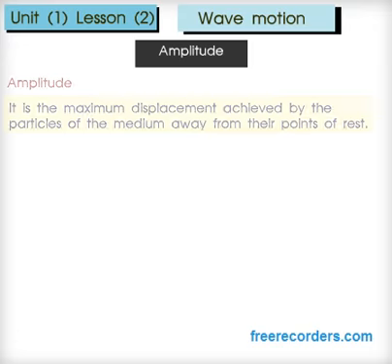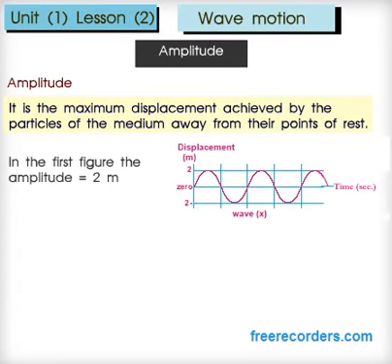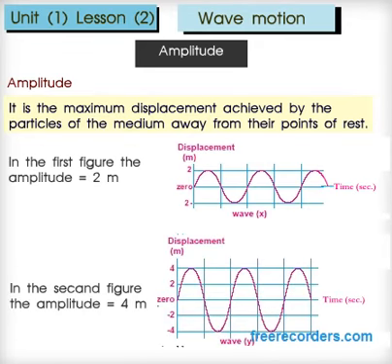Amplitude. Amplitude is the maximum displacement achieved by the particles of the medium away from their points of rest. In the first figure, the amplitude equals 2 meters. In the second figure, the amplitude equals 4 meters.